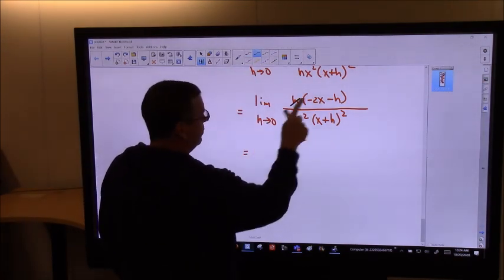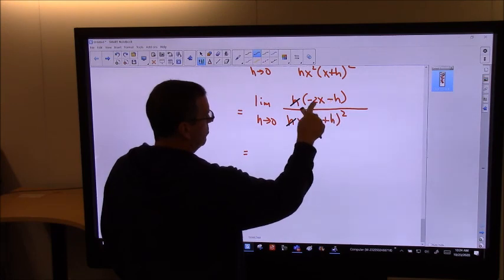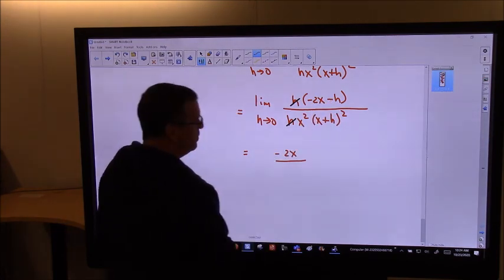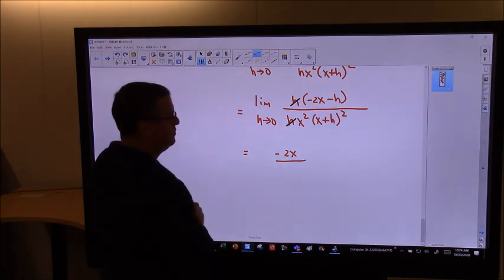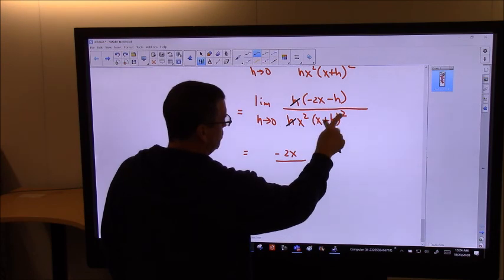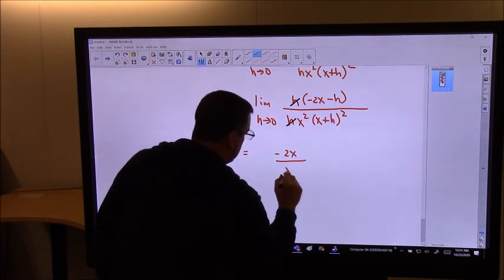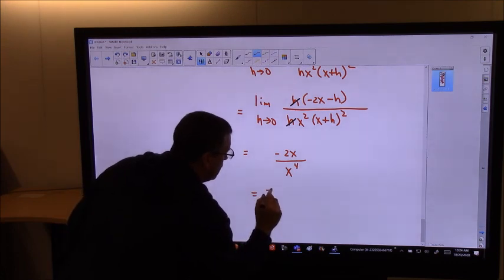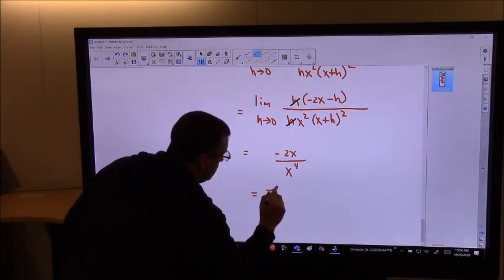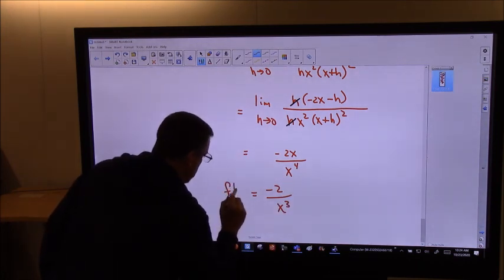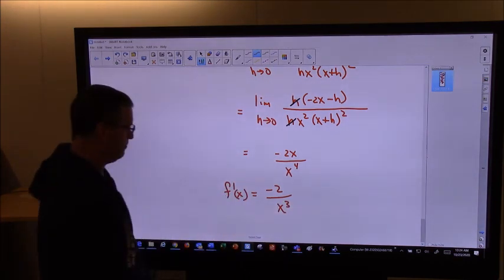So I'm going to put a 0 in here for h. What I'm left with is a negative 2x in the numerator. In the denominator, I'm going to put a 0 here, so I get x squared times x squared. That's x to the 4th. And so what I get is a negative, this x will cancel with one of those. I get a negative 2 over x cubed. There's my derivative.